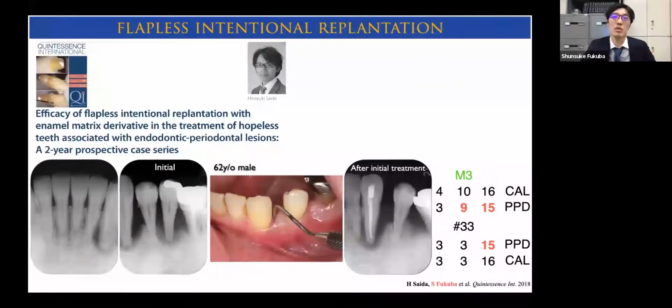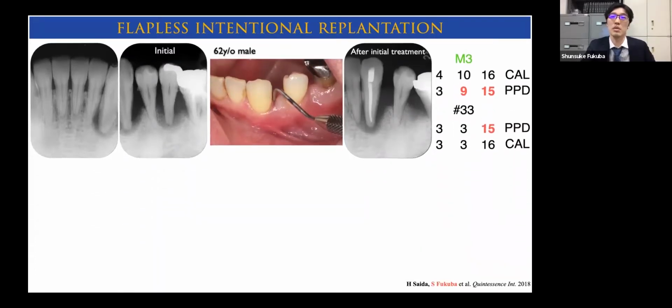One of my mentors, Dr. Saida, and I reported the efficacy of flapless intentional replantation with enamel matrix derivative for the hopeless teeth. This is one of the cases in this paper. The tooth number 33 was compromised with severe endo-periodontal lesion after the initial treatment. Complete debridement of all root surfaces may not be achieved by the conventional periodontal regenerative treatment.